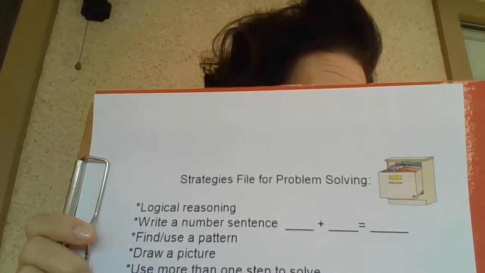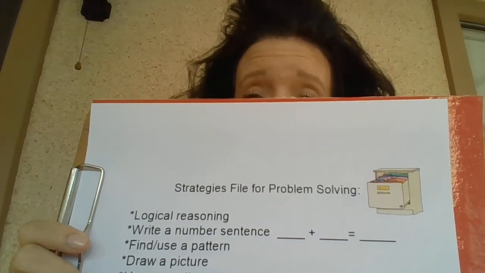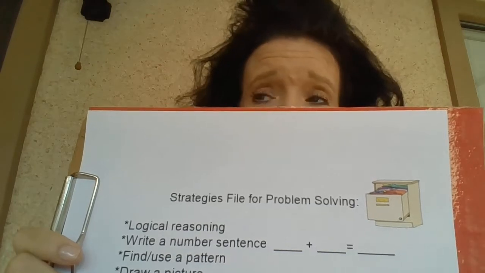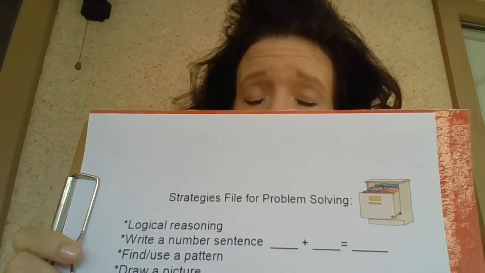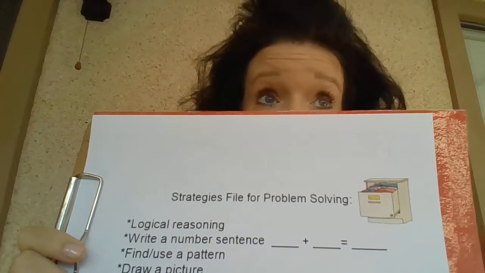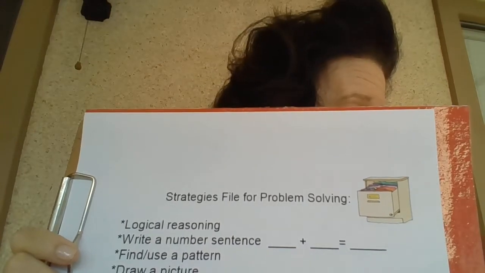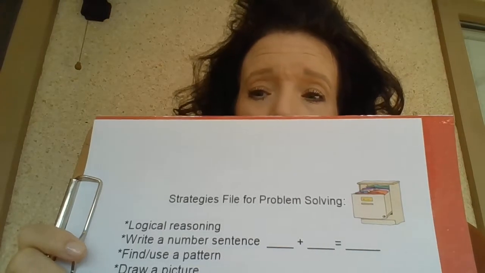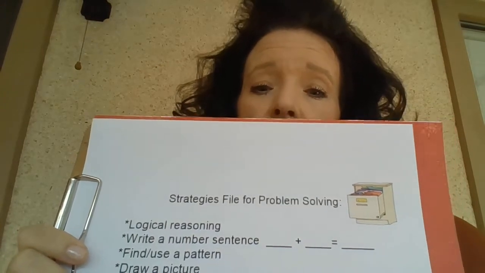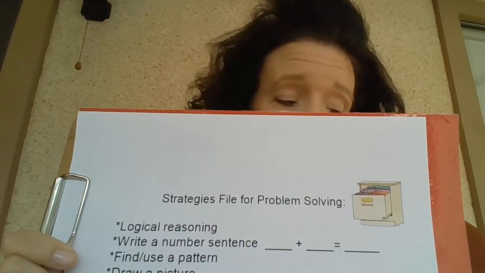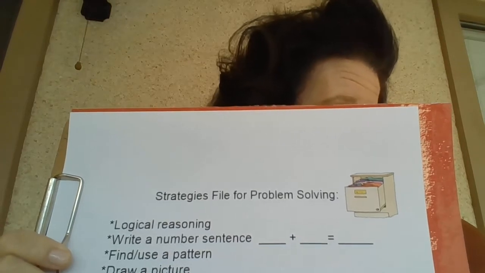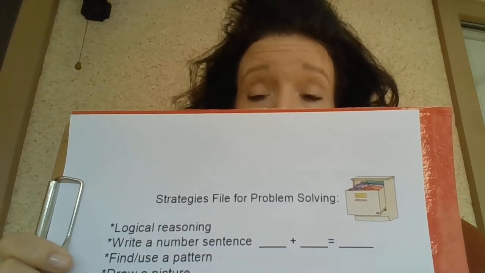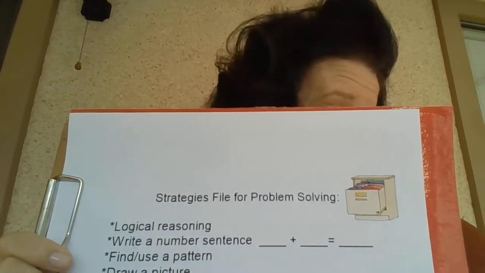The first one on the list is logical reasoning. Sometimes when we read a math story, we know right away what they're asking us to do. We don't have to do much more than just give the answer. The second thing on the list is write a number sentence. Sometimes we have to write it out and figure out if the question is asking us to join things together and add, or to separate things and to subtract.